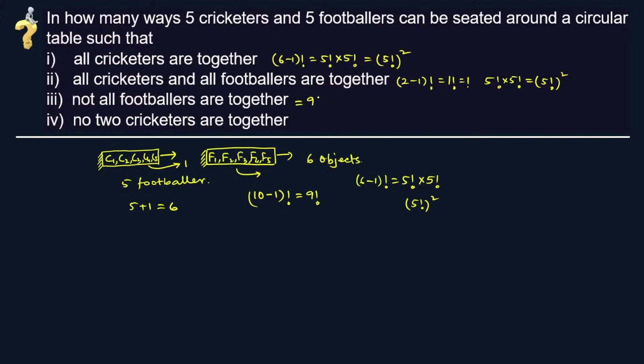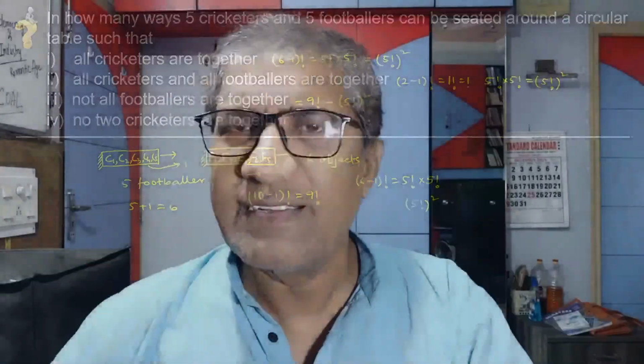So now, what are the total number of ways where not all footballers are together? Which is nothing but total number of arrangements minus when all the 5 footballers are together. I'm not going for the calculation. I'm simply leaving it like this. So total number of ways where not all footballers are together is this. Is it clear? Not all footballers together means 2 footballers, 3 footballers, 4 footballers can be together. I don't mind. Even if they are separated, there is no problem. But not all footballers should be together. Clear?